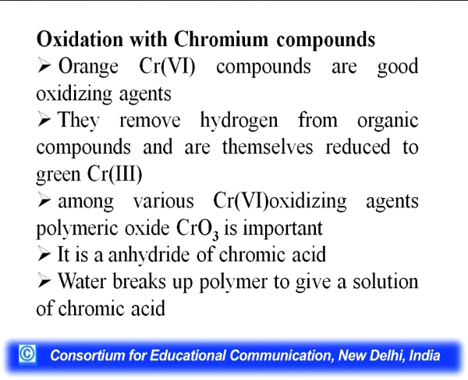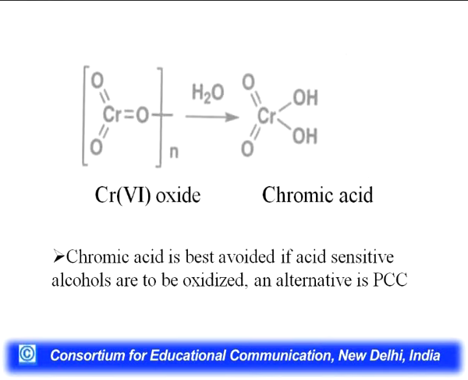Among various chromium compounds, polymeric oxide CrO3 is important. It is an anhydride of chromic acid. Water breaks up the polymer to give a solution of chromic acid. You can see here, this is CrO3, chromium 6 oxide, which can give chromic acid with the help of water.